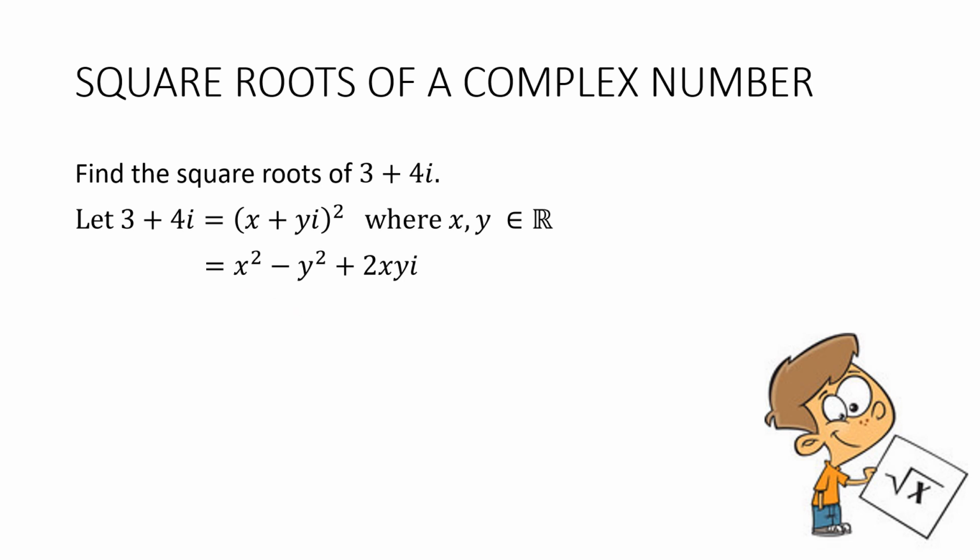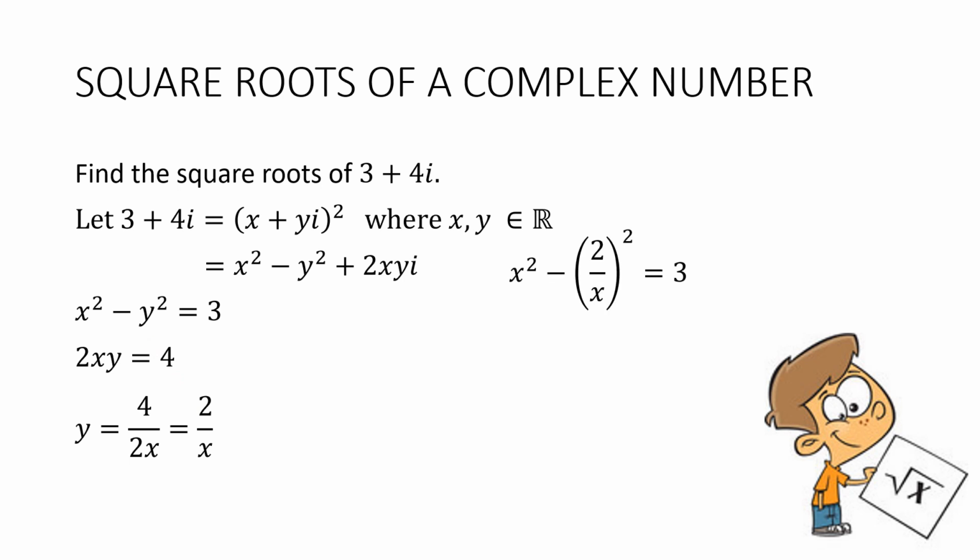So equating real and imaginary parts, we get that x squared minus y squared is equal to 3, and 2xy is equal to 4. And let's make y the subject here. y is equal to 4 over 2x, which is the same as 2 over x. Now let's substitute this into here. So we've got x squared minus 2 on x all squared is equal to 3, which is the same as x squared minus 4 over x squared equals 3. Multiply everything by x squared, gives us x to the power of 4 minus 4 equals 3x squared. And that's the same as x to the power of 4 minus 3x squared minus 4 is equal to 0.